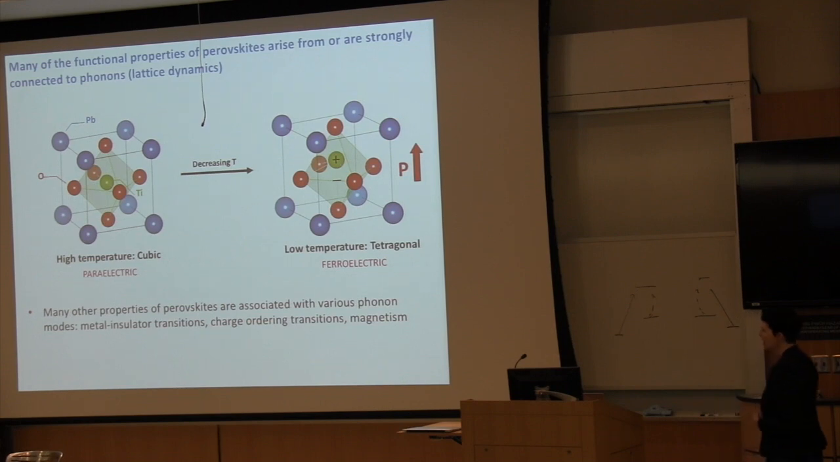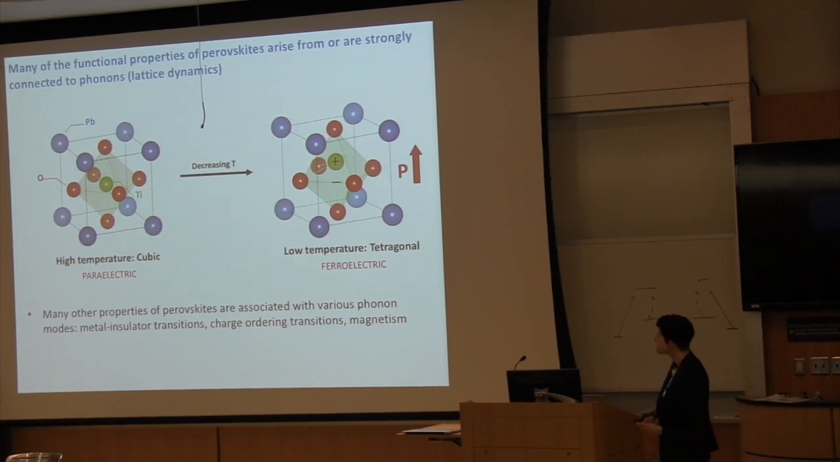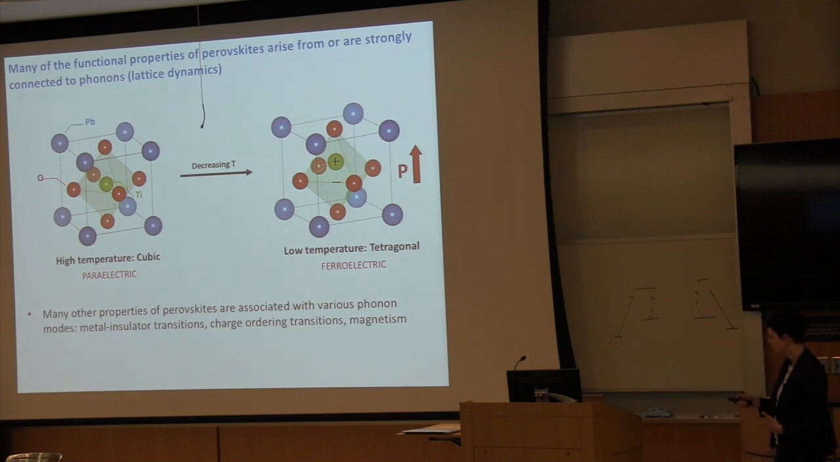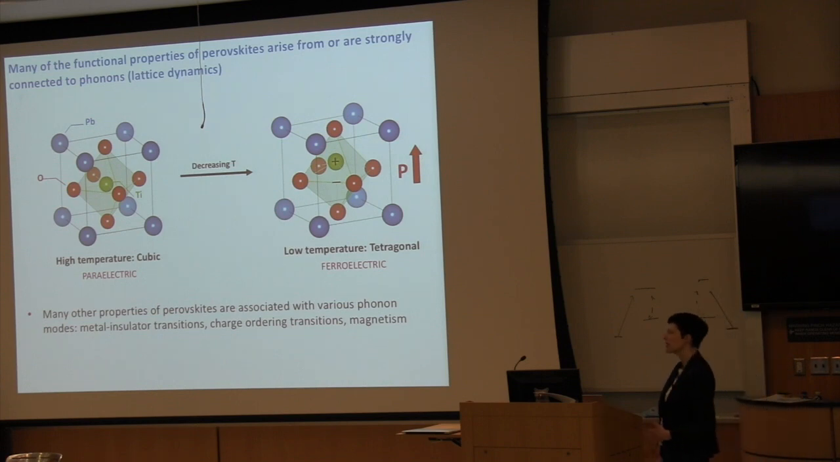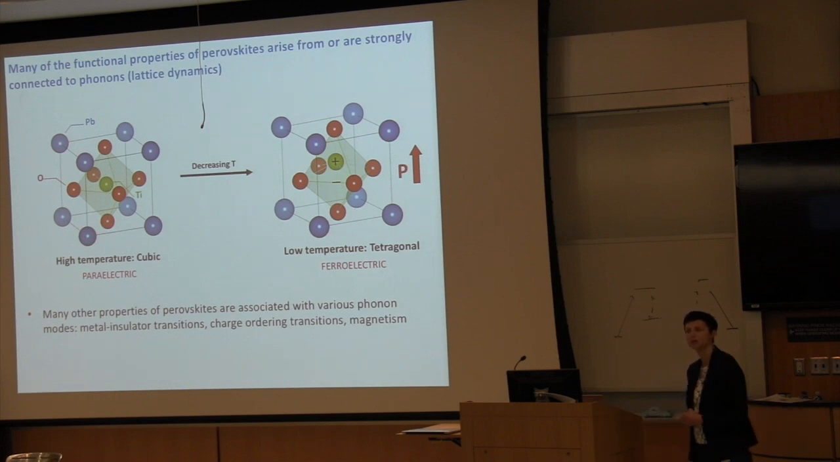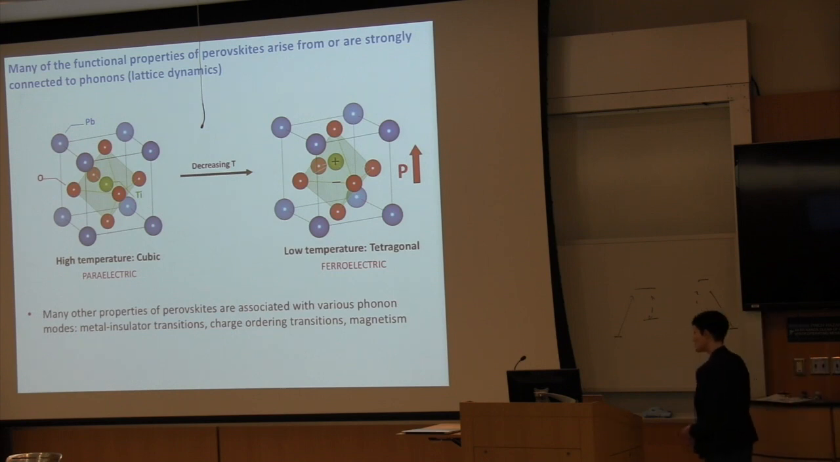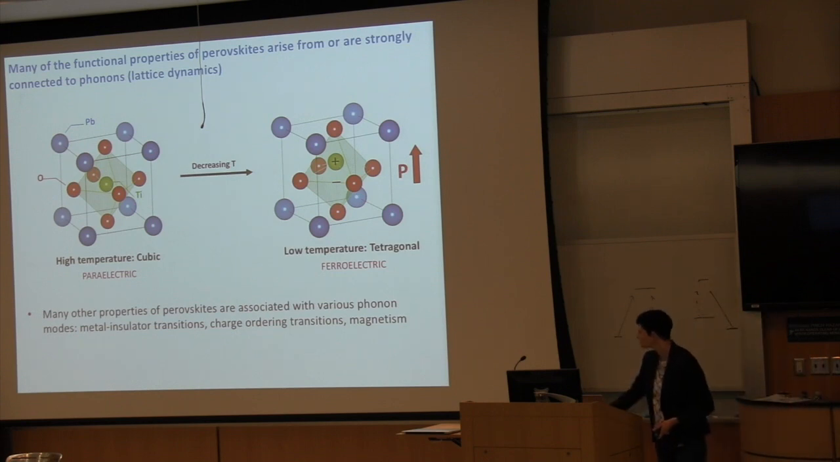If we take the classical ferroelectric lead titanate, the small atomic displacements away from the high symmetry cubic phase that characterize the ferroelectric tetragonal phase can be thought of as a frozen inversion of one of the zone center phonons of this high symmetry cubic phase. And there are many other examples of the electronic and magnetic properties of perovskites being associated with particular structural distortions, but they're typically associated with zone boundary phonons.